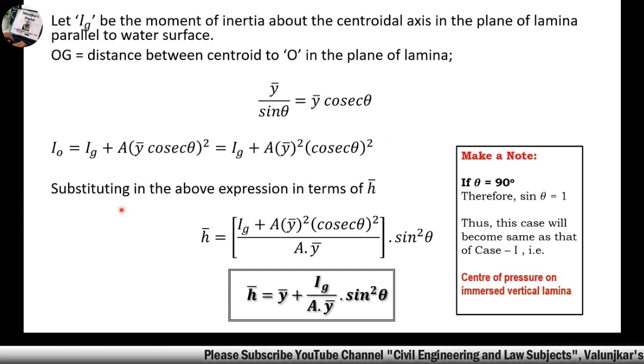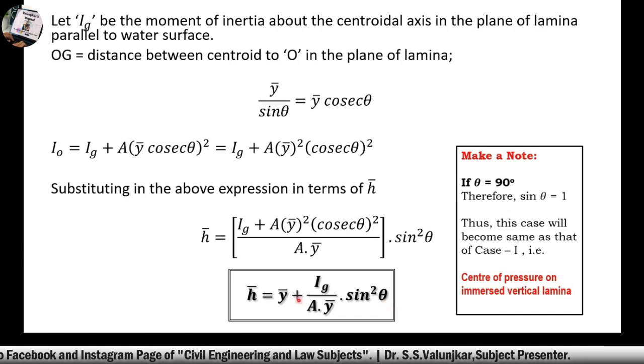Substituting the above expression in terms of H bar, H bar is equal to (Ig plus A Y bar square cosec square theta) upon A Y bar sine square theta. So H bar is equal to Y bar plus Ig upon A Y bar sine square theta. This is the center of pressure acting on the immersed inclined lamina.